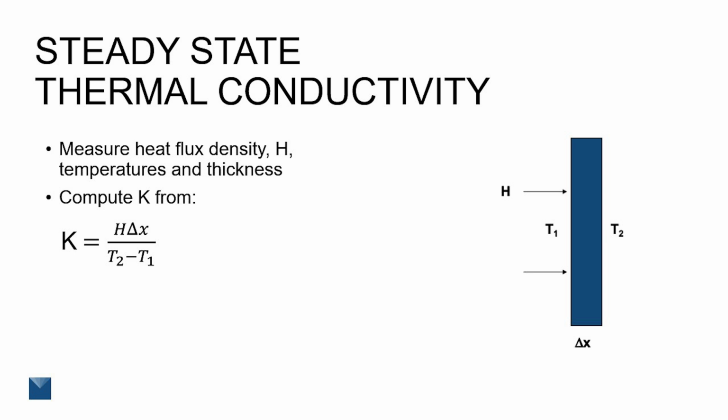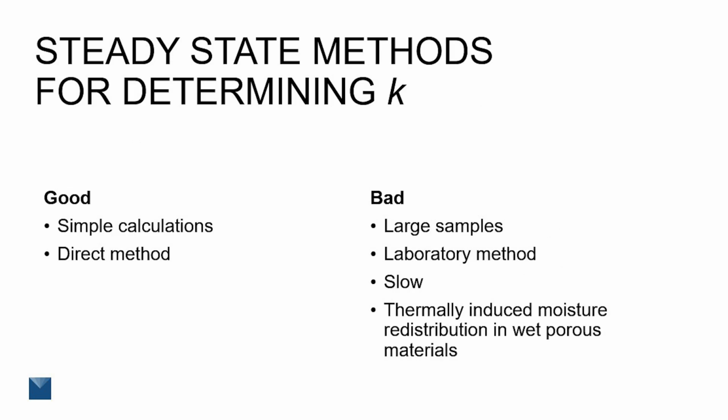This method is simple and direct, but it has some drawbacks. Typically requires pretty large samples to get one-dimensional heat flow. To establish steady-state heat flow, it has to be done in a laboratory, and it takes a long time to establish the steady flow. So a sample a day is about all you can run. Biggest drawback, though, is for wet porous materials. The temperature gradient redistributes the moisture. So the measurements that you might make with the steady state method are pretty useless.